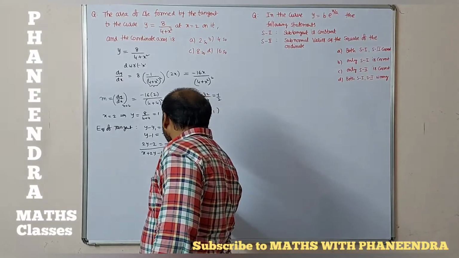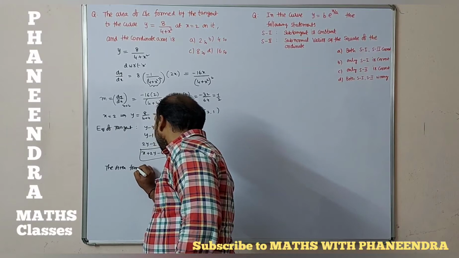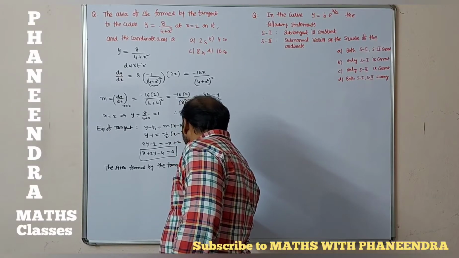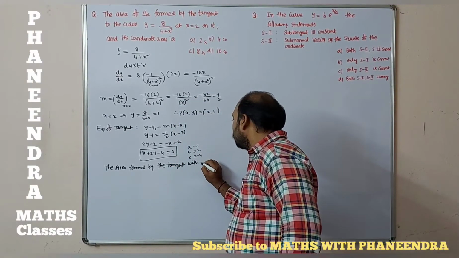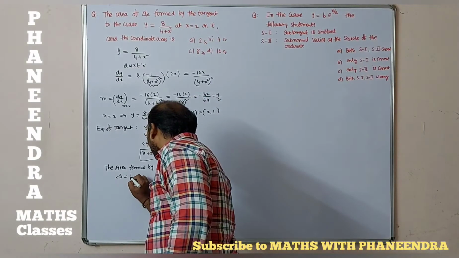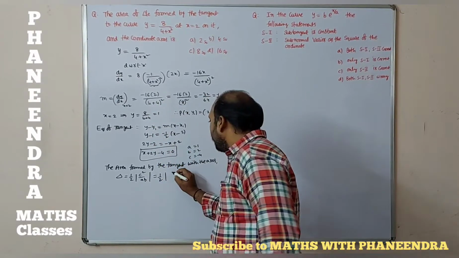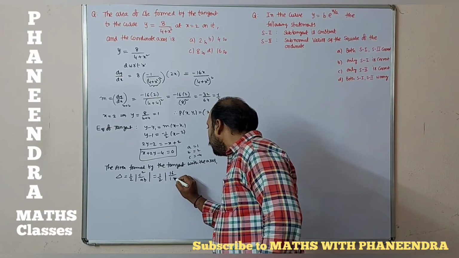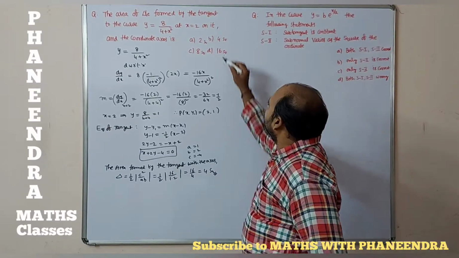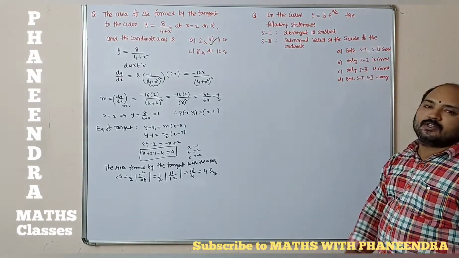So the area of the triangle formed by this tangent with the coordinate axes, otherwise simply with the axes. Axes means coordinate axes. Delta equal to half c square by ab. So this is equal to half into (minus 4) whole square, 16, by ab, 1 into 2. So 16 by 4, that is equal to 4 square units. So area 4 is in the second option. We'll move on to another question.